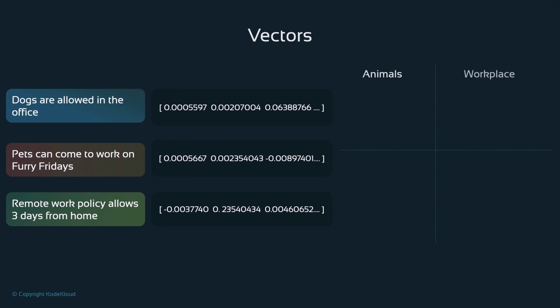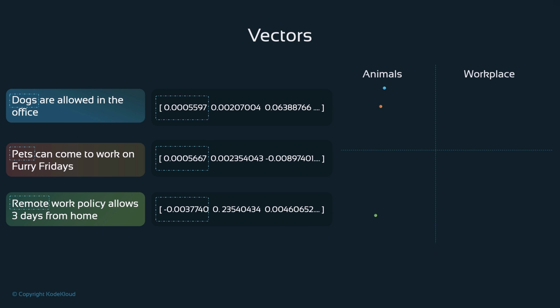The model then creates a list of numbers that captures all these different aspects of meaning. Each number represents something that the model learned about language. Maybe the first number captures how animal related the text is, the second number captures how workspace related it is, and so on. And it then plots that in a graph. So dogs get a number, 0.0005597, and is added to a section of the graph that represents animals. And pets also fall into the same category. However, remote does not go there.